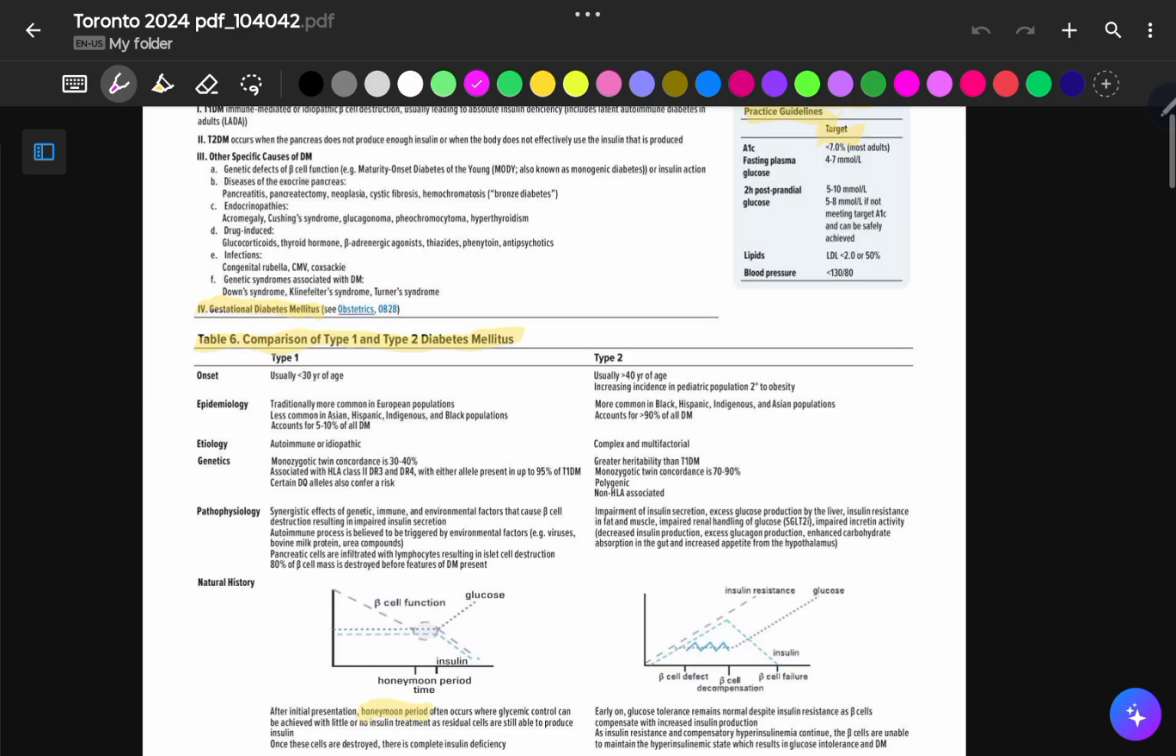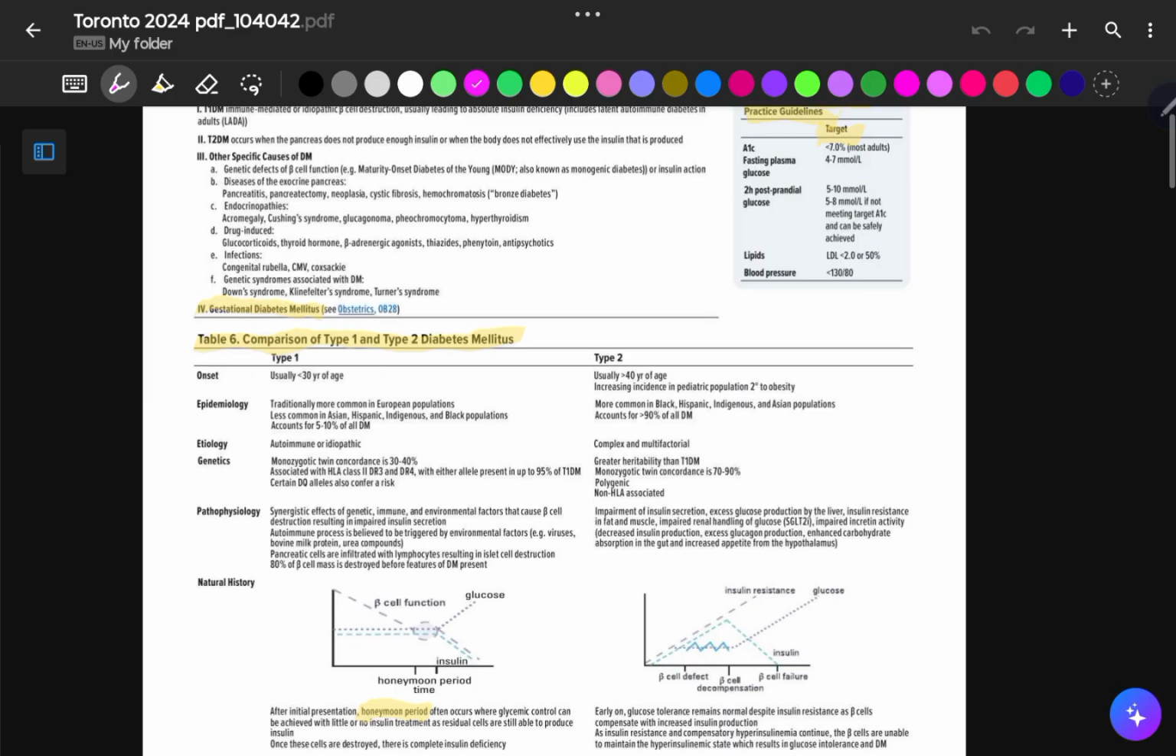Okay, and then genetic, there's a greater heritability than type 1 diabetes. So if a patient has a family history of type 2 diabetes, there is a higher chance of having type 2 diabetes as well. So it's polygenic, it's non-HLA associated.